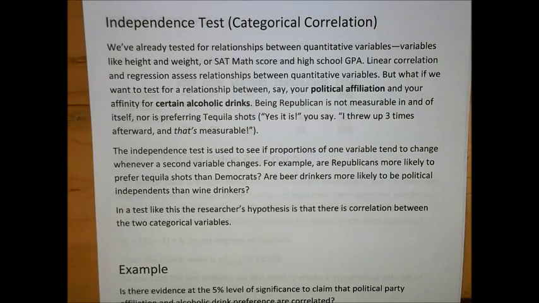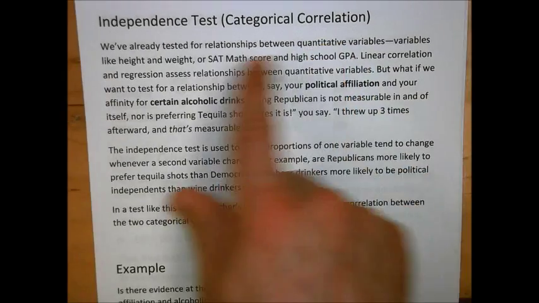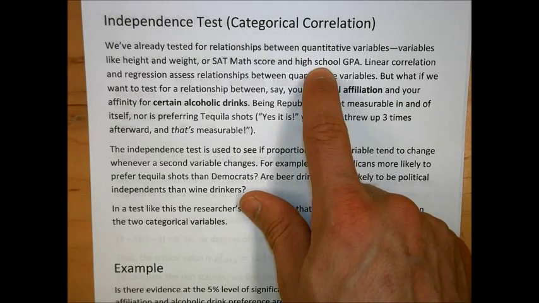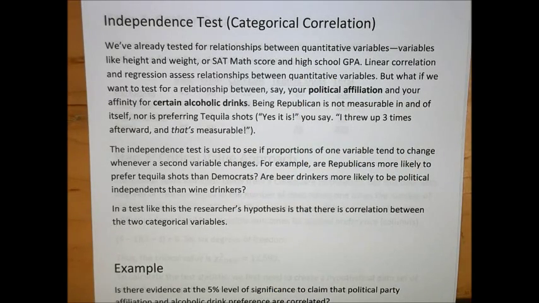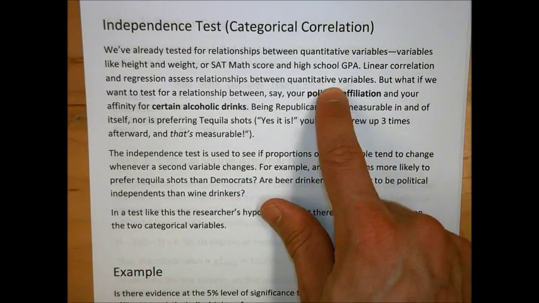Our next chi-squared test is the independence test. Sometimes I call it categorical correlation. We've done linear correlation before, where we test for relationships between quantitative variables. Those would be variables like height and weight, or SAT math score and high school GPA. These are inherently quantitative. We can ascribe numbers to them. Linear correlation and regression assess relationships between these types of quantitative variables.